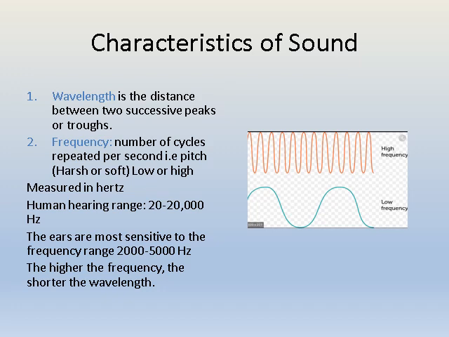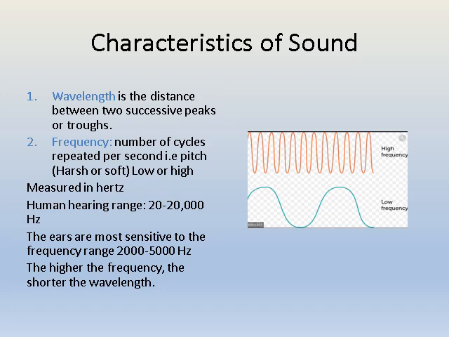And this is usually confused with علو الصوت. Frequency has nothing to do with علو الصوت. It's الحدة بتاعة الصوت. Harsh sound or soft sound. صوت حاد أو صوت غليظ. Frequency is measured in hertz, and the range of human hearing ranges between 20 to 20,000 hertz. The ears are most sensitive to the frequency range 2000 up to 5000 hertz.